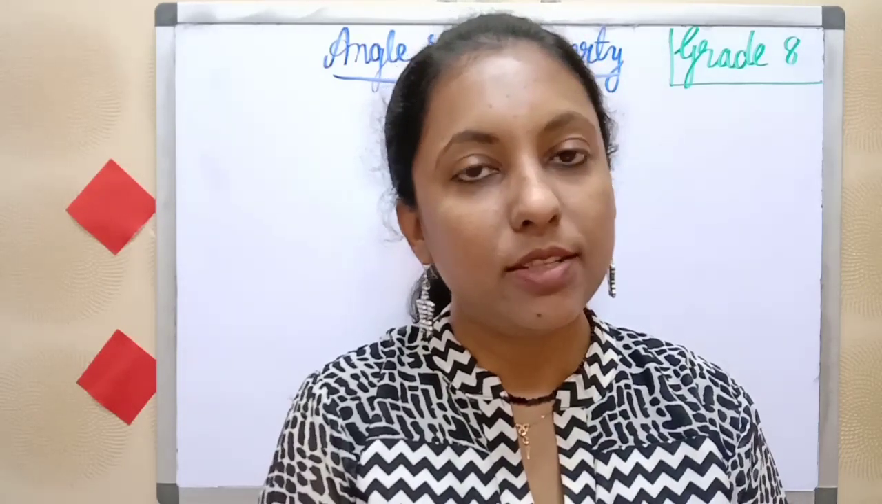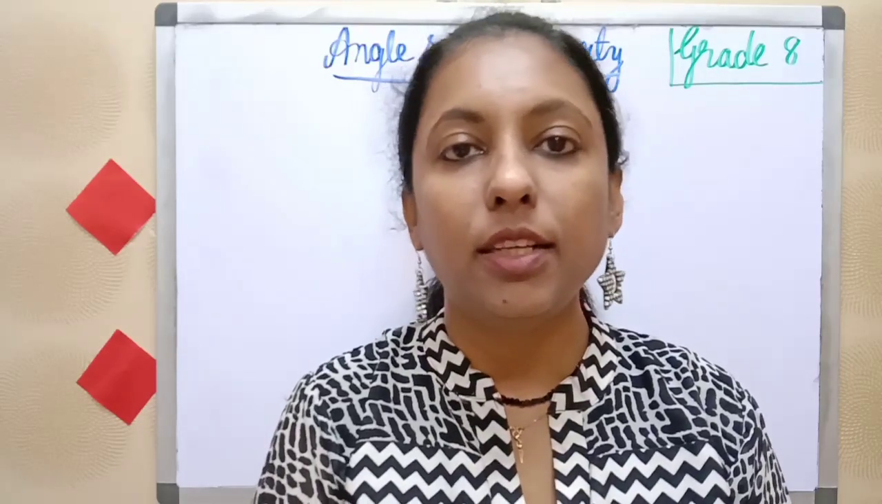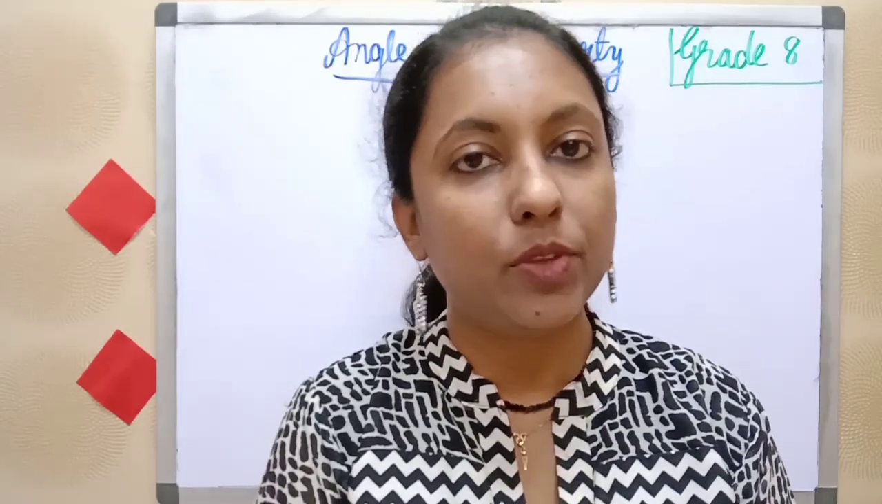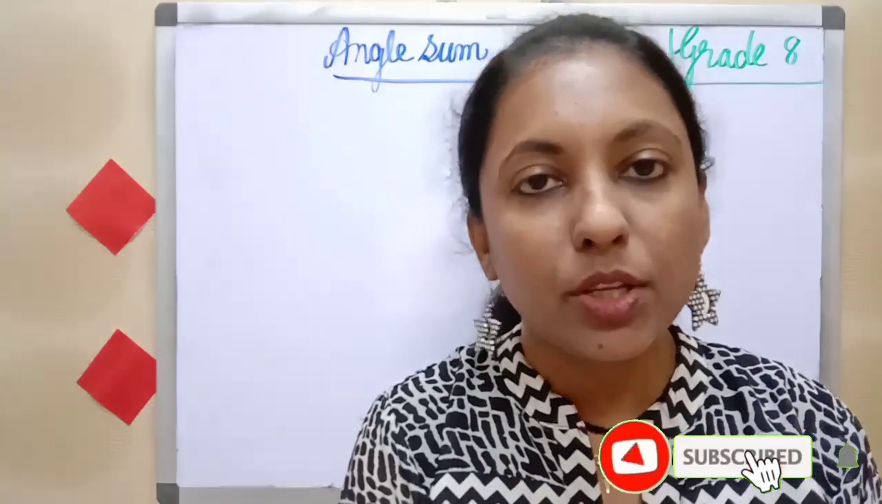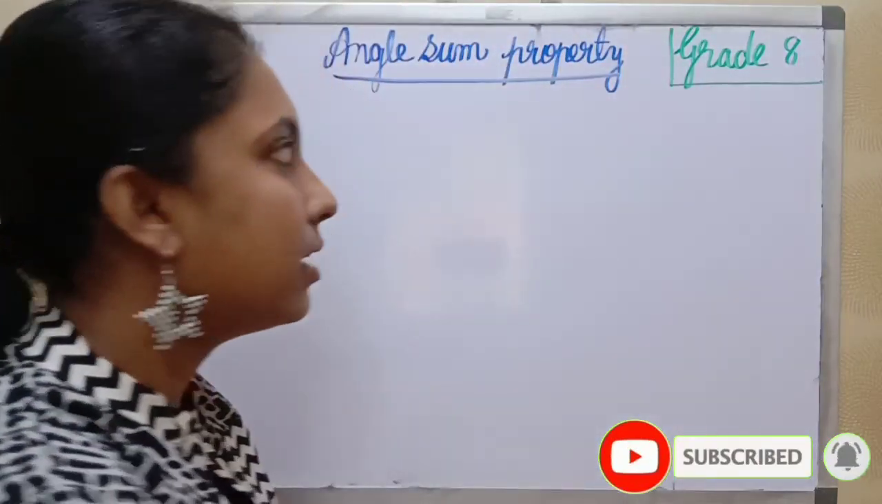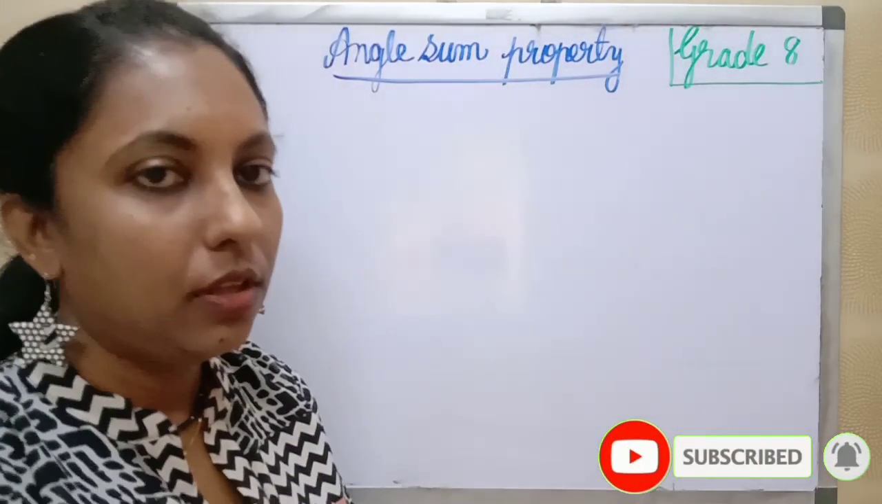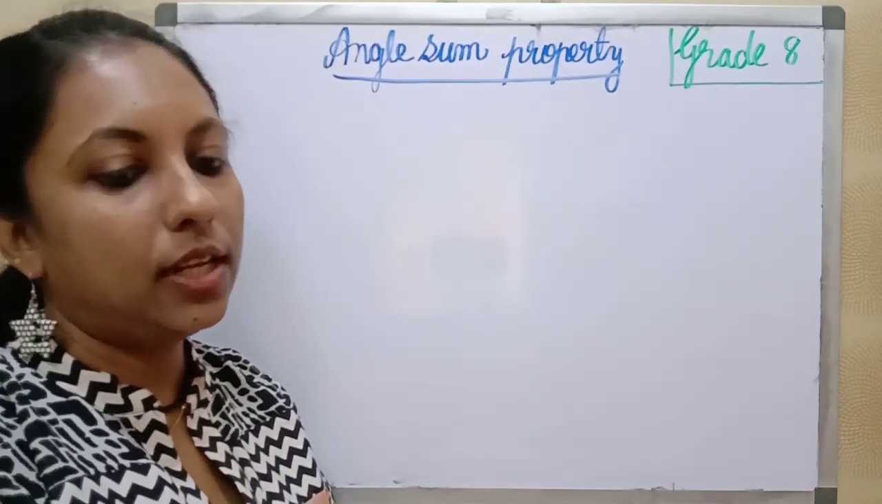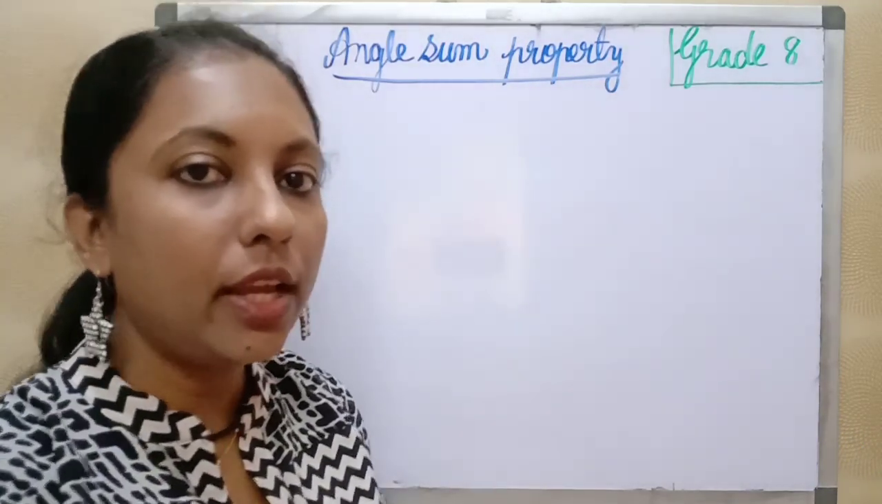We discussed polygons and how to find the number of diagonals of a polygon. Today we continue our lesson. Today's topic is the angle sum property. In the previous class, you already learned the angle sum property of a triangle.